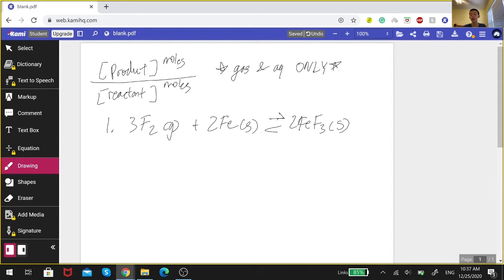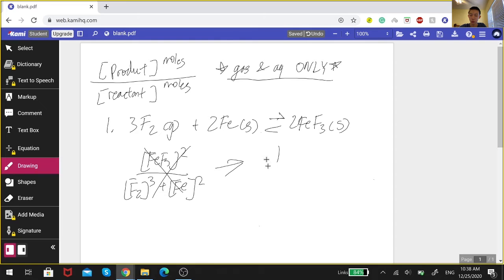Now we're not giving any concentration, molarity, moles, or liters. So we just need to write the formula down. Over here, product will be concentration of FeF3 raised to the second power divided by concentration of F2 raised to the third power times concentration of Fe raised to the second power. But no, we can only use aqueous and gas. So this is incorrect. And the correct answer will be 1, since FeF3 is a solid, the product side doesn't have any gas, so we're just going to use 1.